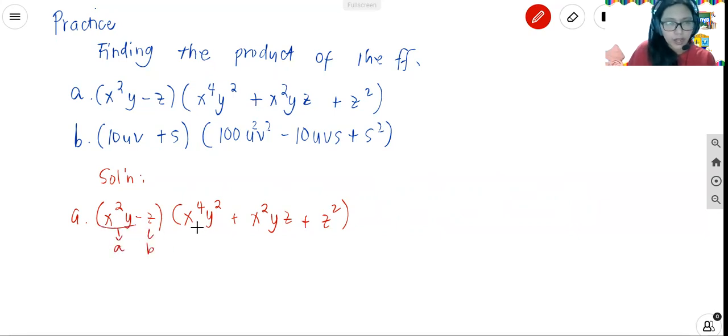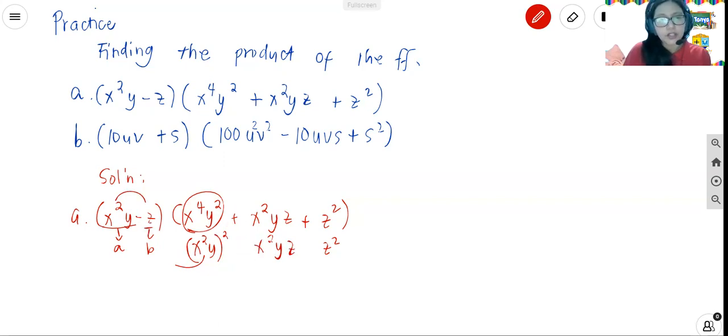So x squared y, x to the fourth y squared. This can be expressed as (x squared y) quantity squared. So it reflects the A here. For the last term, that is z squared. So again, it reflects the last term of the binomial. In terms of the middle term, when you multiply them, it becomes x squared y z. And then the sign is opposite here. So yeah, this one fits our pattern, and it's the second pattern. Hence, our answer would be (x squared y) cube minus z cube.